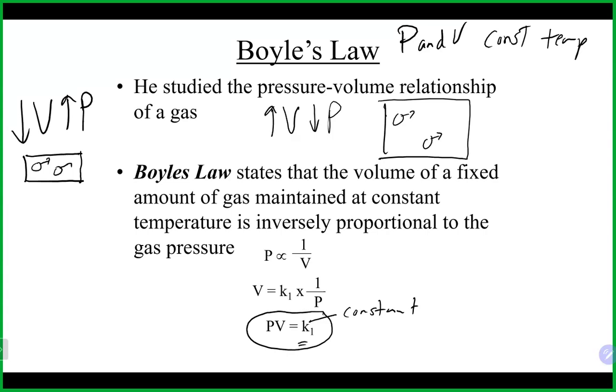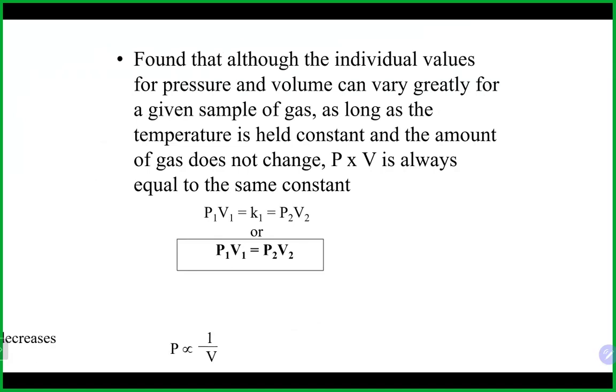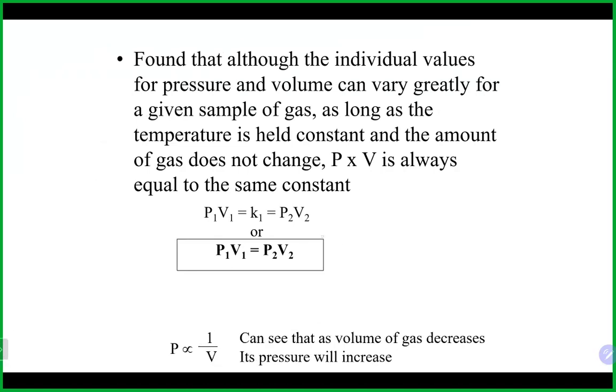Because of that relationship, what that allows you to do is actually set Boyle's law up under two different conditions. This is what we think of as Boyle's law right there in our box, and obviously you do need to know these guys. P1 times V1 equals P2 times V2. Once again, this is at constant temperature. And as we talked about on the previous slide, pressure goes up, volume goes down, pressure goes down, volume goes up. Now, what about the units?